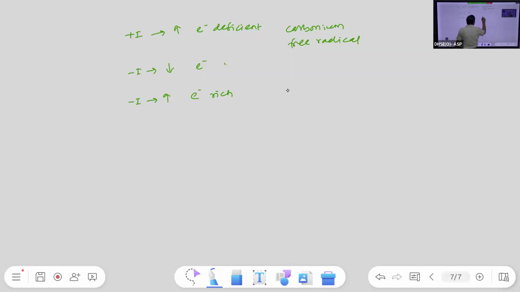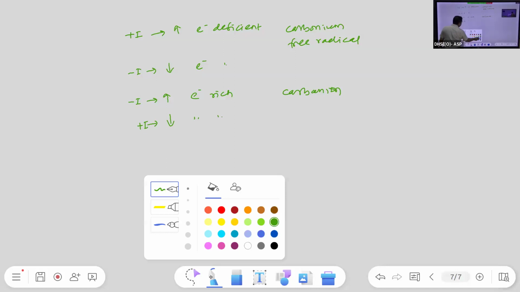Electron rich species means carbanion. Plus I group decreases the stability of electron rich species. Plus I group increases the stability of electron deficient species, and minus I group increases the stability of electron rich species. Now write a question and see an example.